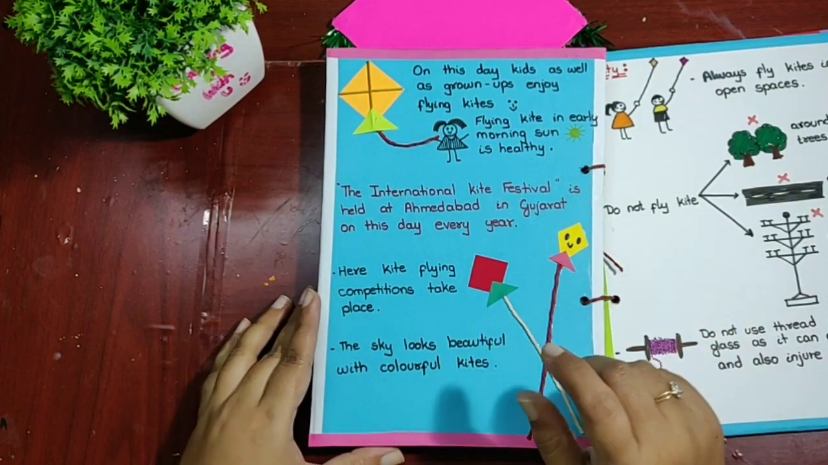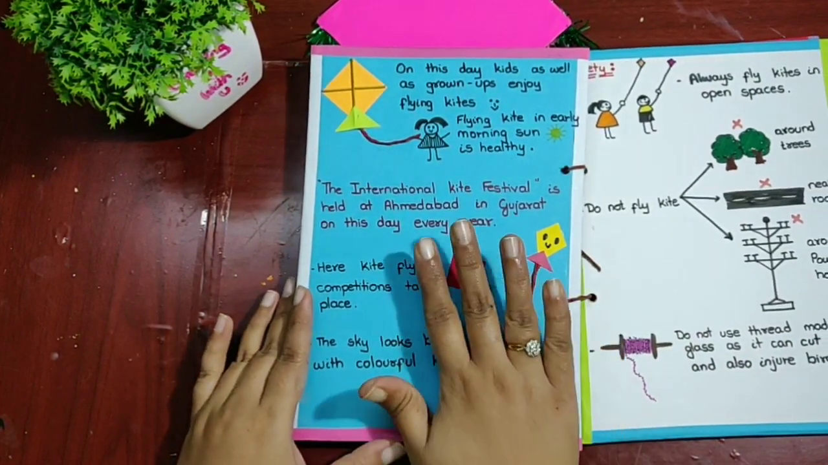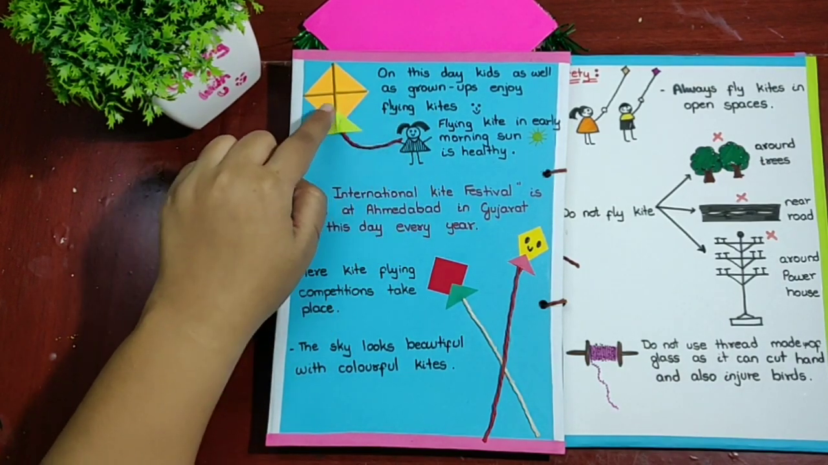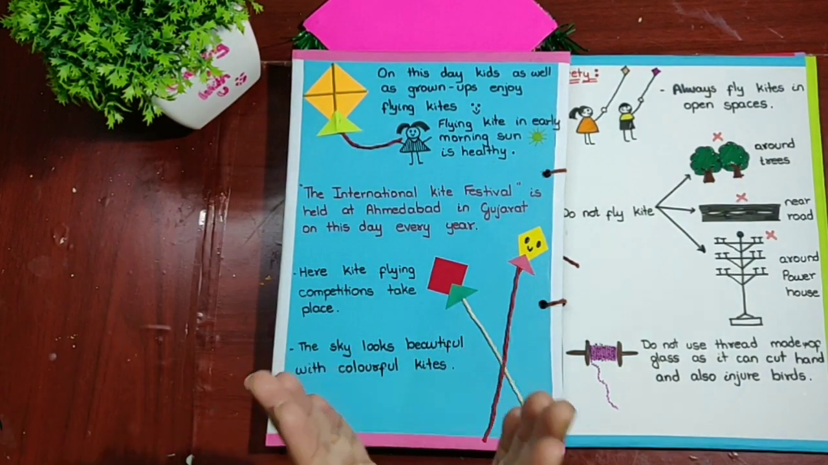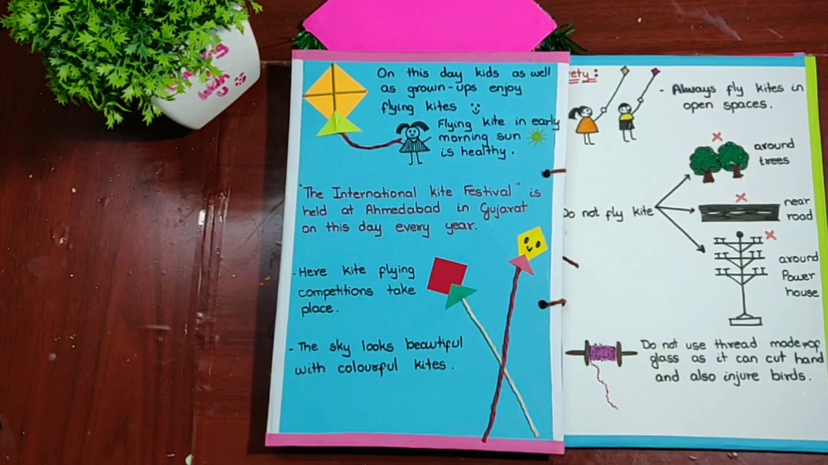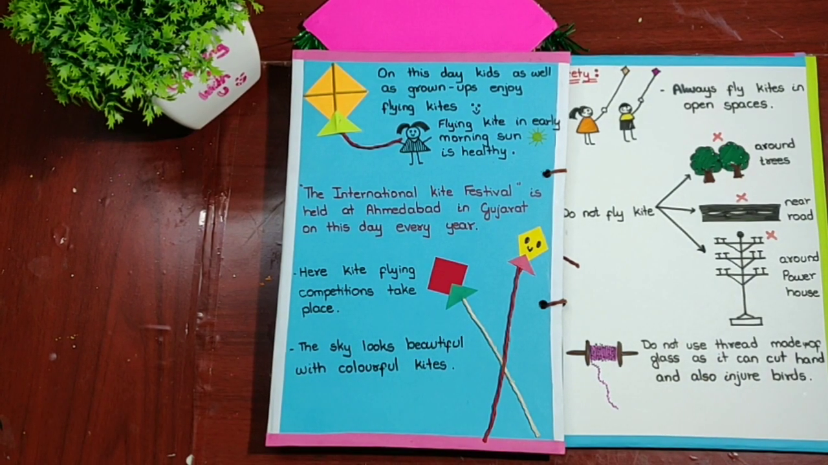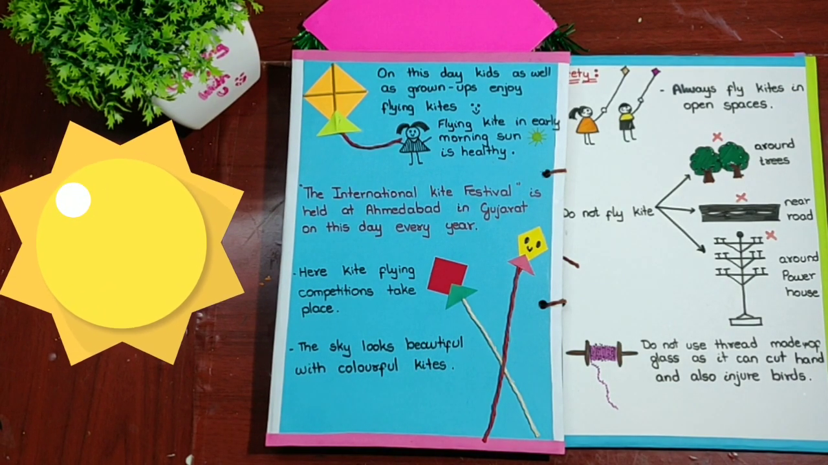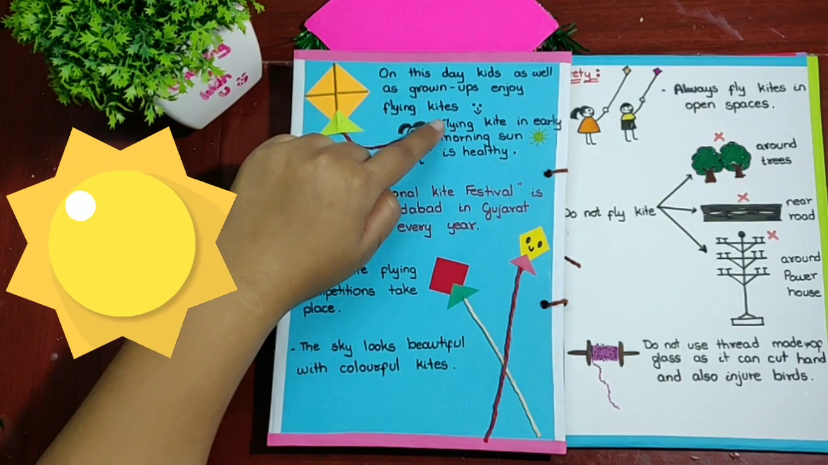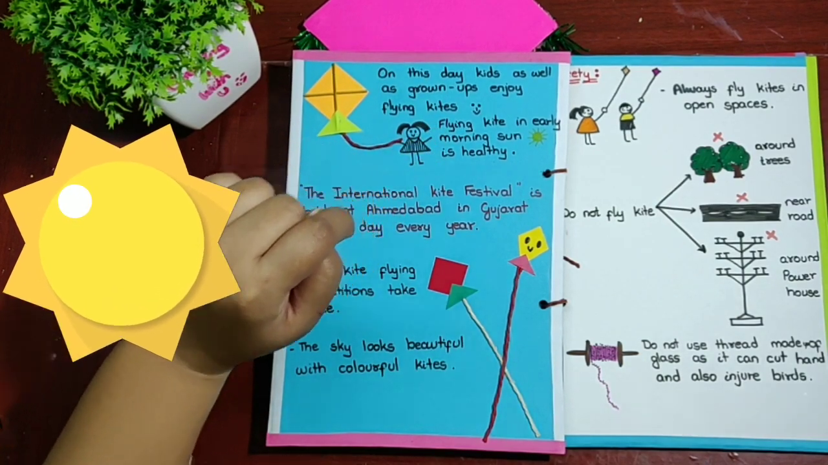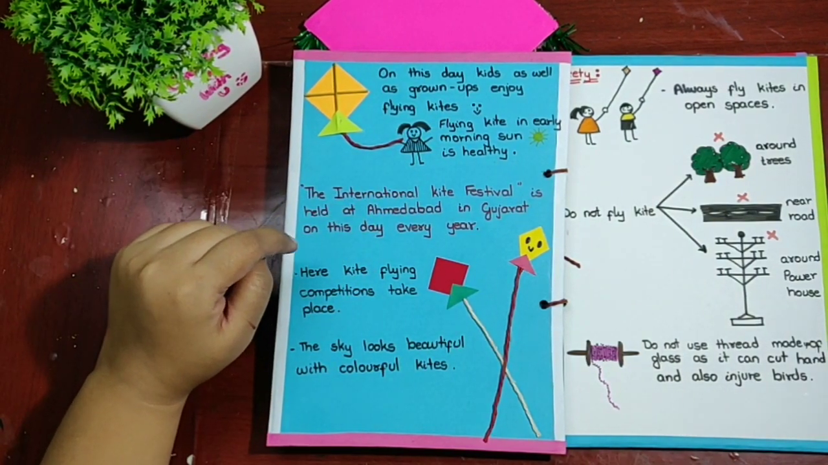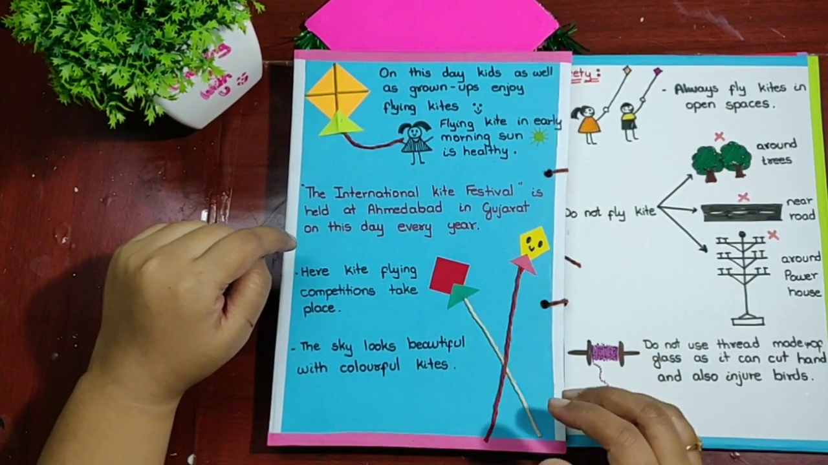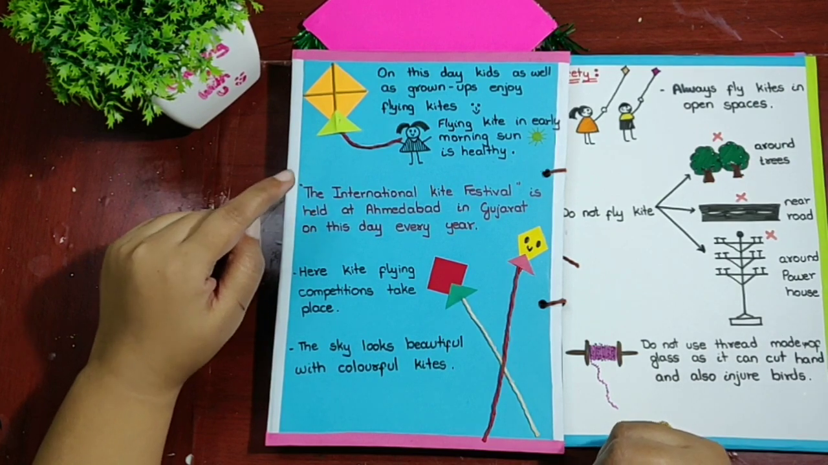Here we will say about the kite flying, number 3 and number 4. So on this day, kids as well as grown-ups enjoy flying kites. Now many people ask, why do we fly kites on Makar Sankranti? Basically it is said that flying kites in the early morning sun is considered healthy. So I have added this sentence over here. And also some people say that to welcome the sun they fly kites because the sky looks really very colorful. So that is to welcome the sun.